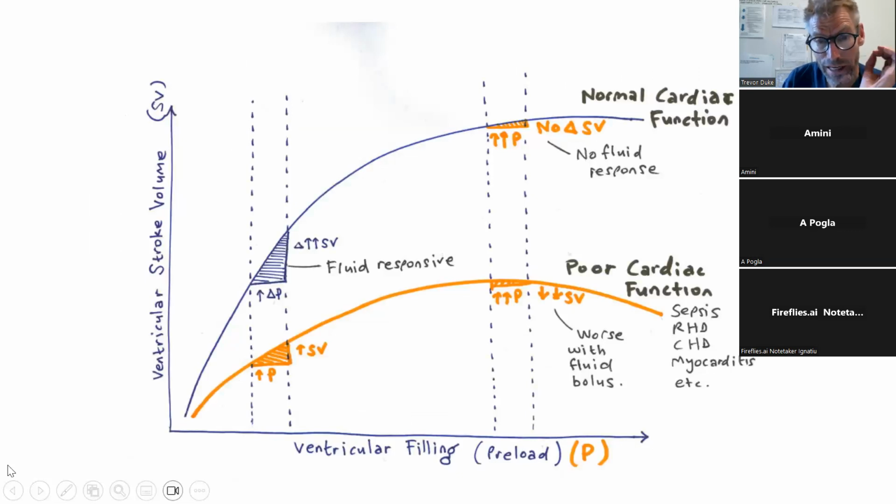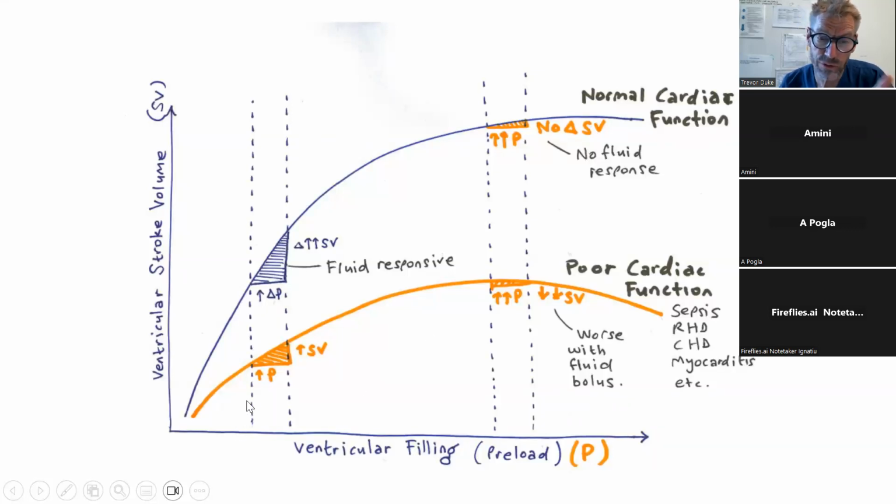So I've tried to draw Starling curves that show what happens when you've got normal cardiac function and what happens when you've got poor cardiac function. So when you've got normal cardiac function, if you give a volume bolus of fluid, then usually the stroke volume will increase more than the pressure in the left atrium. And it will increase for a period of time. So if you've got a normal heart and you're well, then mostly you'll get an increment in your cardiac function up until a point.